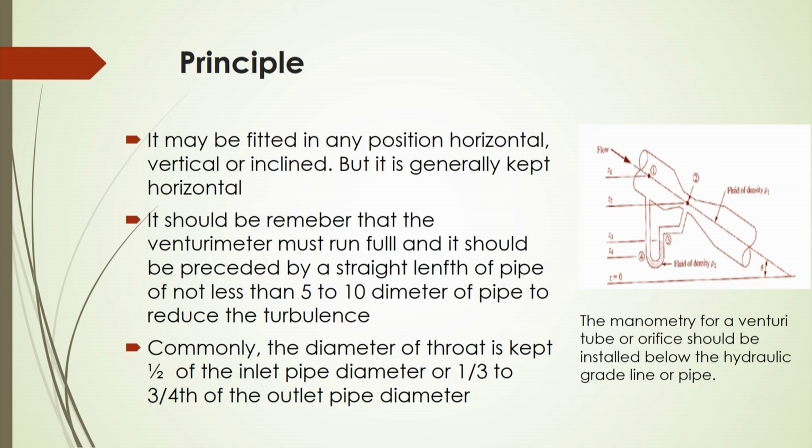So, to reduce the turbulence we have to design the venturimeter in such a way that the length of the pipe preceding it should not be less than 5 to 10 times the diameter of the pipe, to reduce the turbulence there. And commonly in the throat section, the diameter of the throat is kept half of the inlet pipe diameter, or 1/3 to 3/4 of the outlet pipe diameter here.